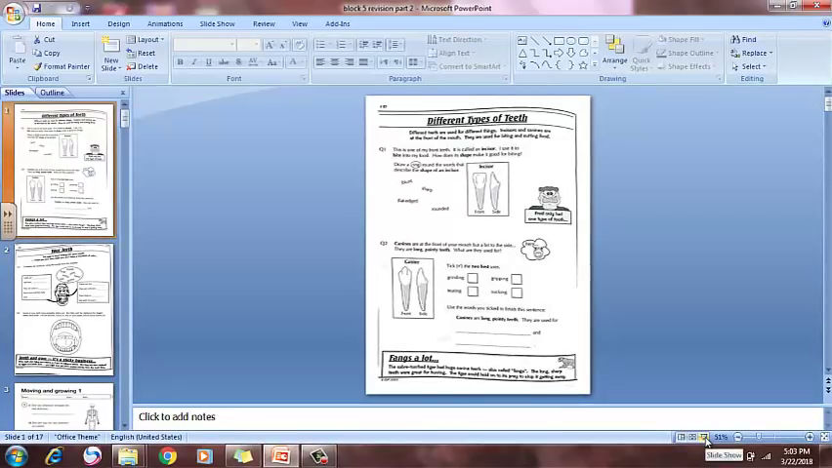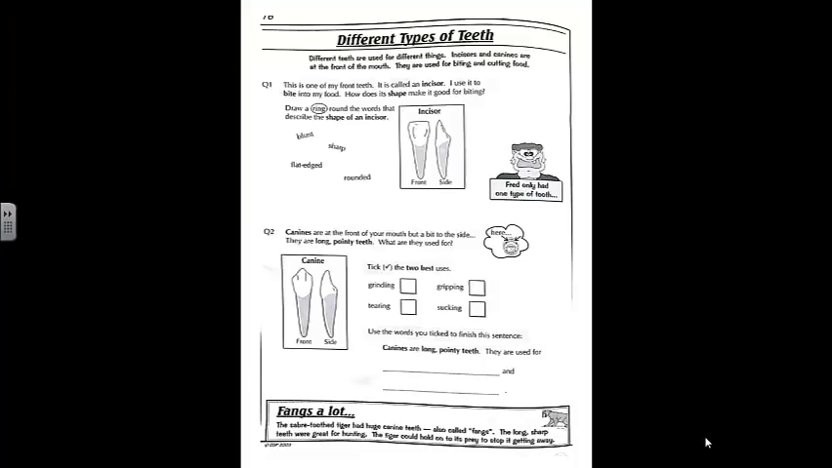In this video we are going to revise units 5, 6, 7 and magnets. Let's answer the question. Different types of teeth. Different teeth are used for different things.